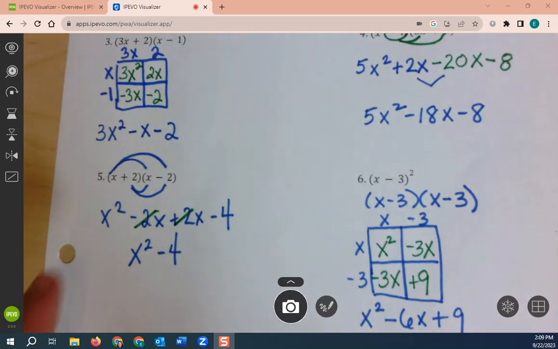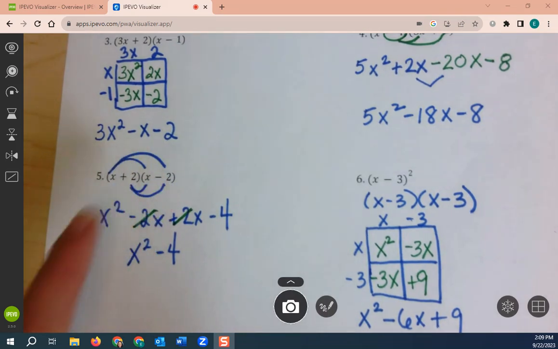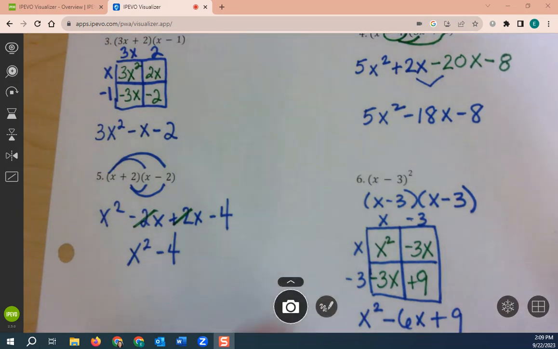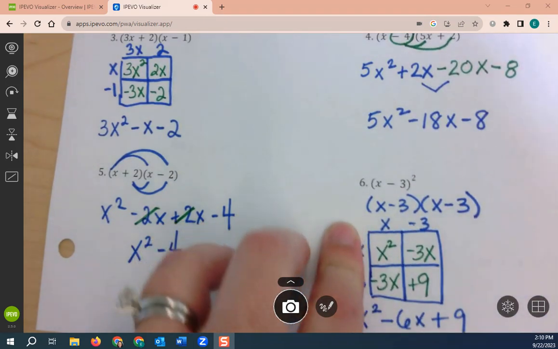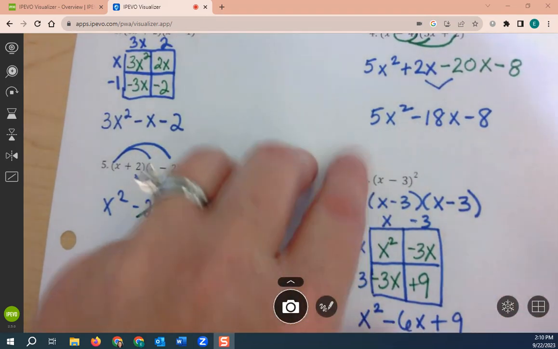The plus and the minus, right? So we have a plus and a minus, and it's not like plus 5 and minus 10. We added and subtracted the same number. So when we add and subtract the same number, we end up with the difference of squares. And that's what these are all going to look like.